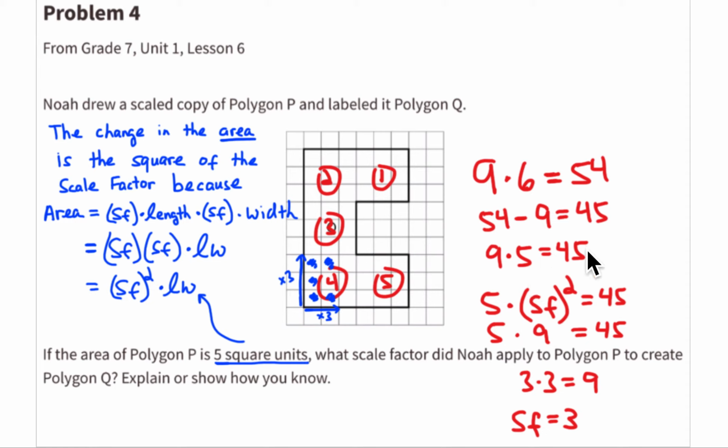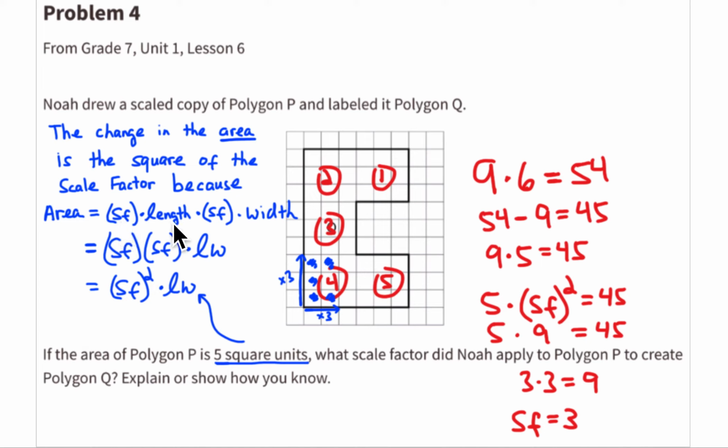Either way works. But then you have to realize that the area, so now we're going to move to area, which is square units. The area is the area of the smaller image times the square of the scale factor. So you're going to multiply 5 times the square of the scale factor to equal 45. Why is it the square of the scale factor? That's all kind of right in here. Let's see, it's right here.